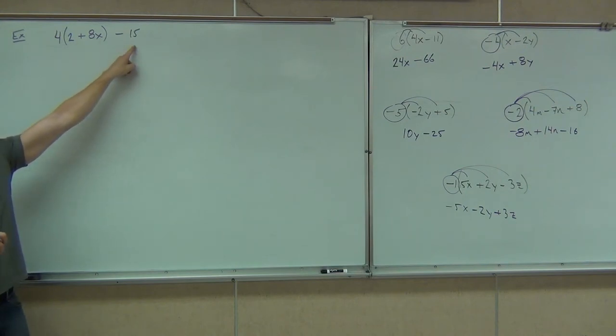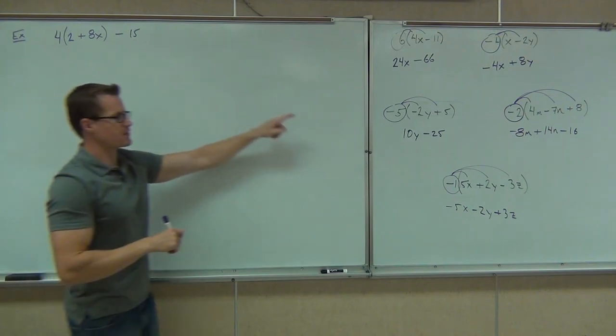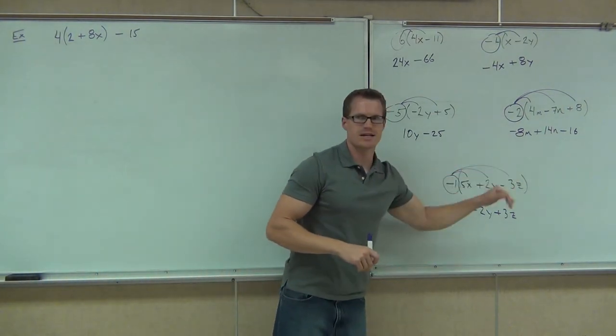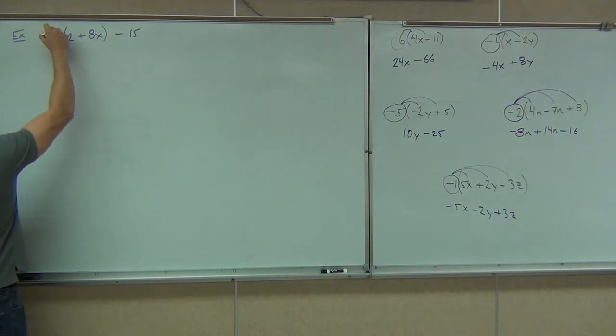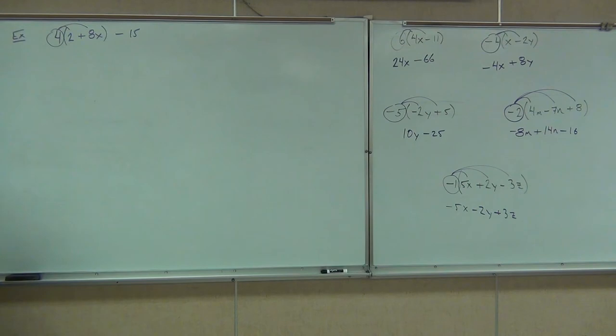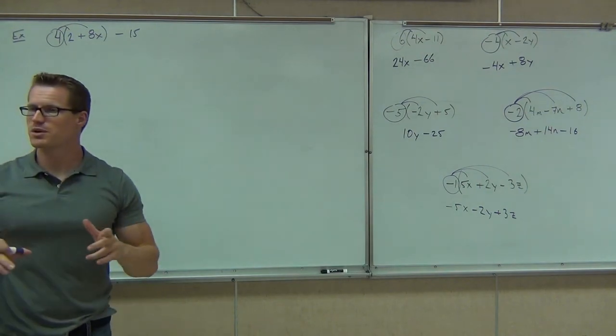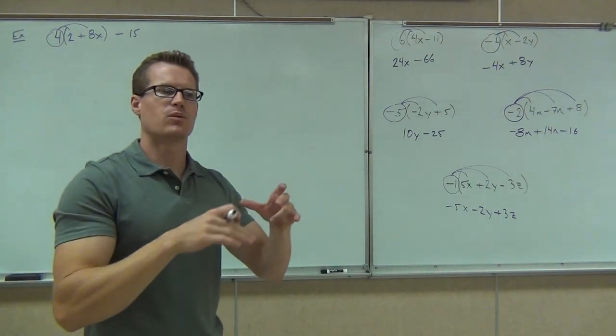No. Why not? It's not in parentheses. It's different than this, right? This was all in parentheses. That's why it went to that third term. But here, this 4 is just going to be distributed here and here. Let's do that part first. We'll distribute just what's in the parentheses, and then we'll combine like terms.